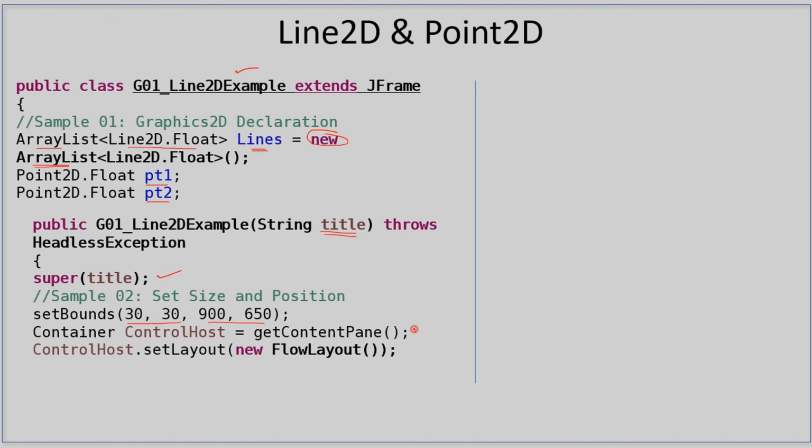Then we are getting the content pane and we are setting the flow layout. If you want to know all this, you should have prior knowledge of AWT or Swing. Since here we are using the JFrame, this tutorial makes use of a Swing component, and you should know Swing. We have a separate playlist for Swing. If you know basic Swing, you can directly jump into this Java2D tutorial.